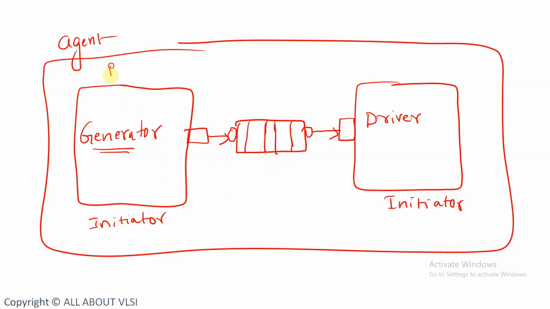So using the put ports, the generator is going to put the transactions into the FIFO, and using the get ports, the driver is going to get the transactions from the FIFO. So this is how, using this TLM FIFO without declaring any implementation ports, we are going to put the data and get the data. So let us see how this is working.